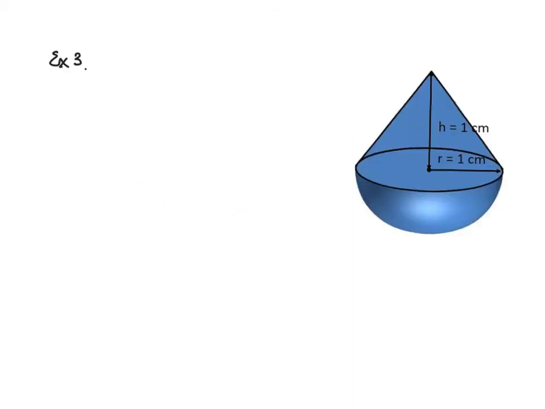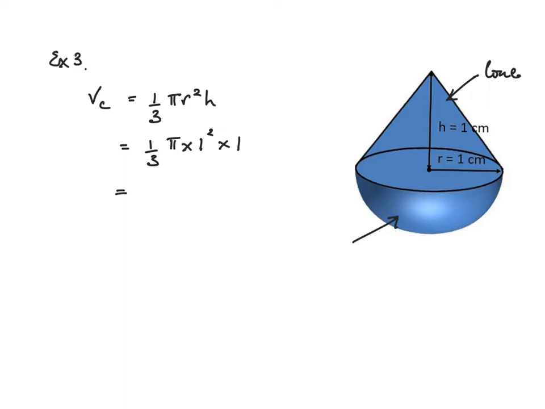Example 3. Now what we have here is a composite shape. I hope you can see that we have a hemisphere at the bottom. And this on top is in fact a cone. So let's work out the volume of the cone first. That's 1/3 of the pi r squared times h, 1/3 of the area of the circular base times the height. That's 1/3 pi times r squared. Well, the radius is 1. These are not very interesting numbers. 1 squared times 1. So 1 squared is 1, times 1 is 1. So we end up with 1/3 pi, or pi over 3. And that's centimetres cubed.